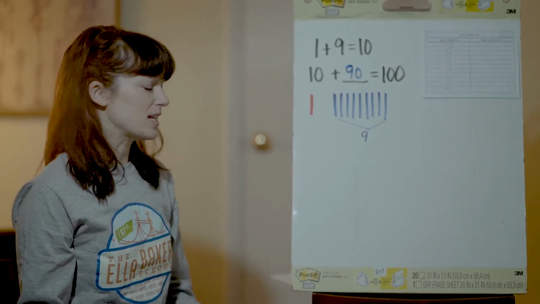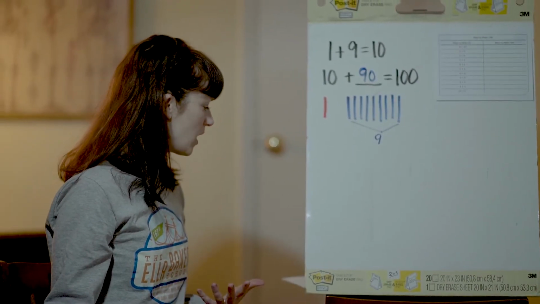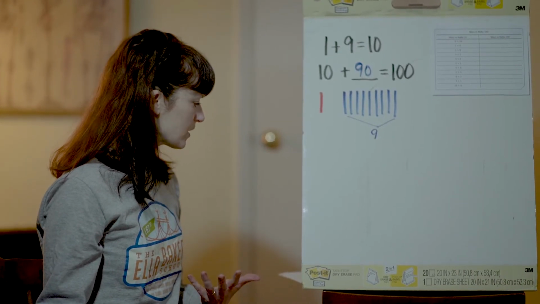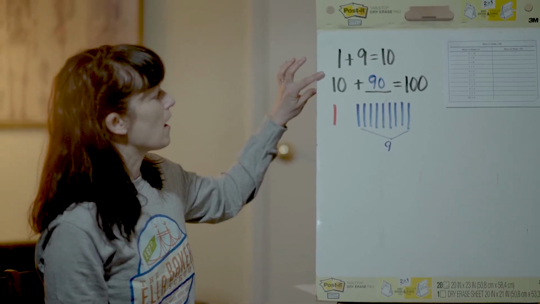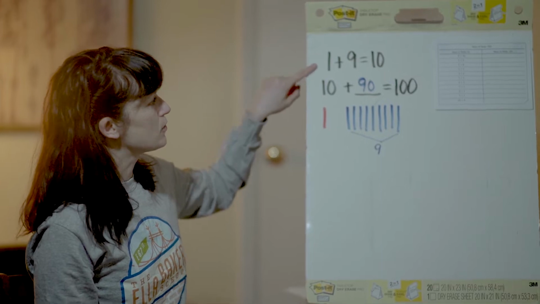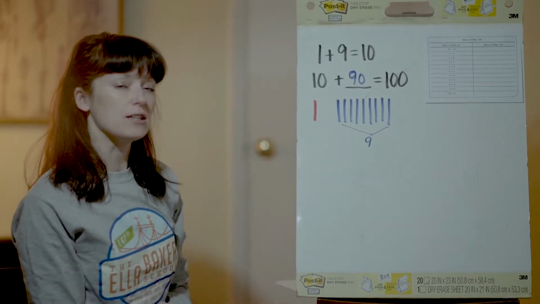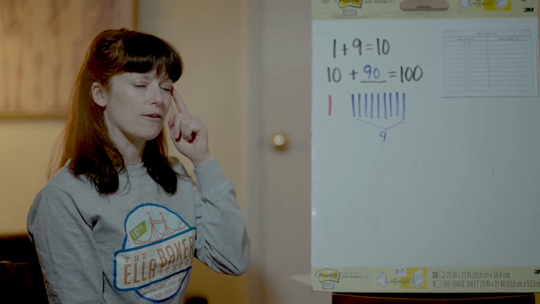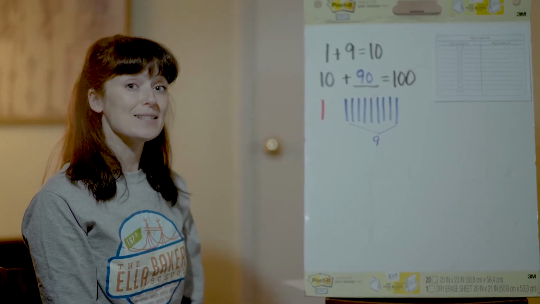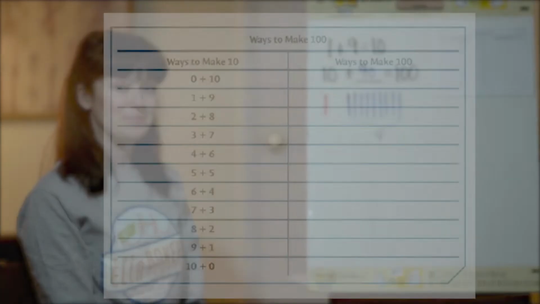Now that we know that 10 plus 90 is equal to 100, and we agree on that, I'd like to see if you can figure out how these two relate to one another. And then see if you can fill in a little bit more of your chart here using that relationship. You can pause the video here in order to do that.